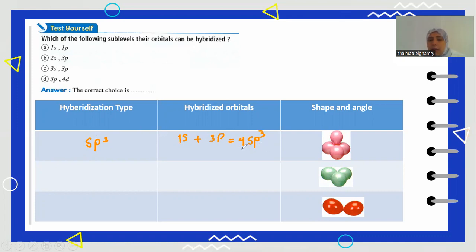And the hybridized orbitals for sp3, the shape of them takes this shape, which is a tetrahedral shape, and the angle between them is 109.